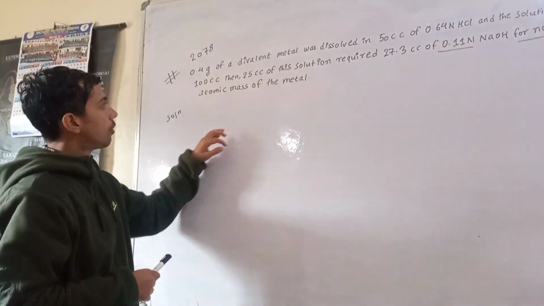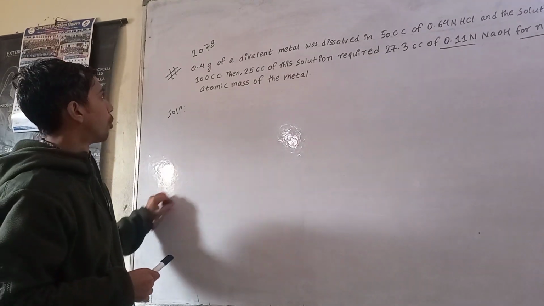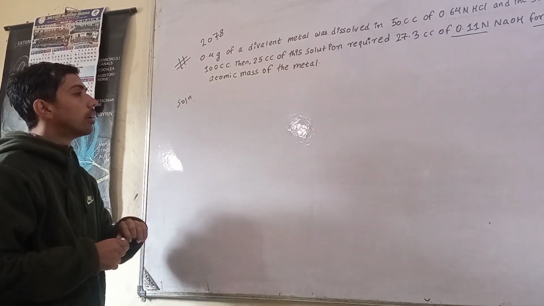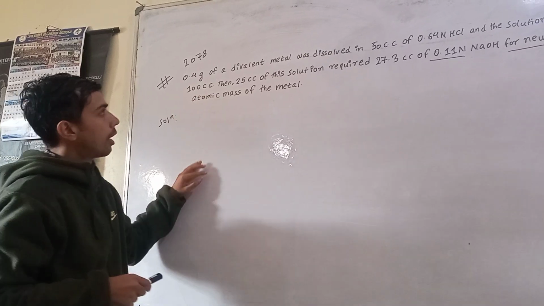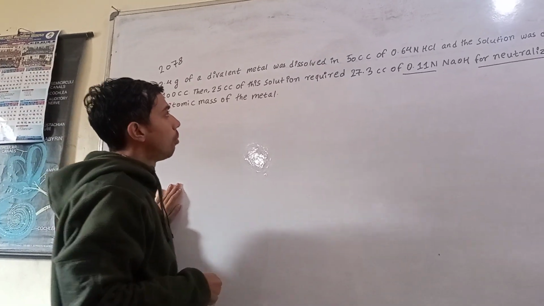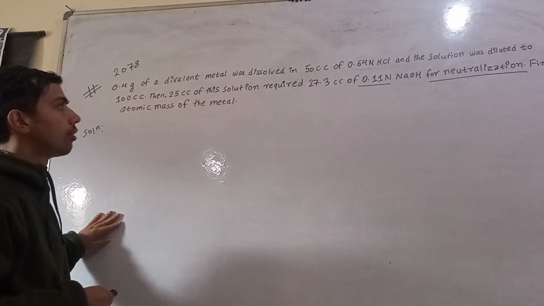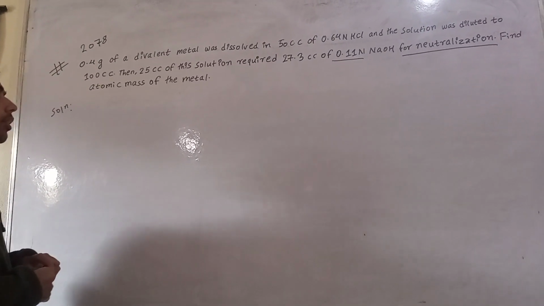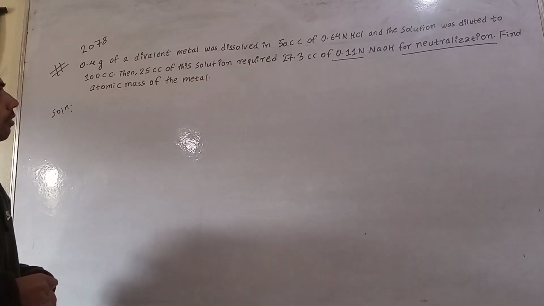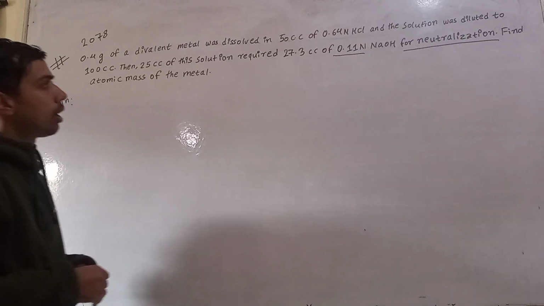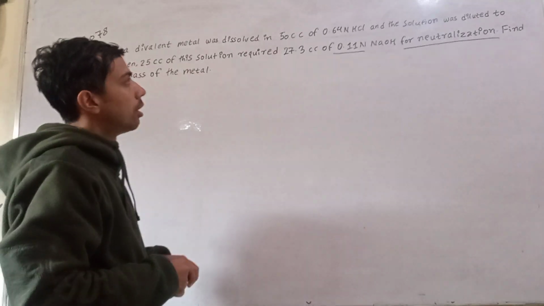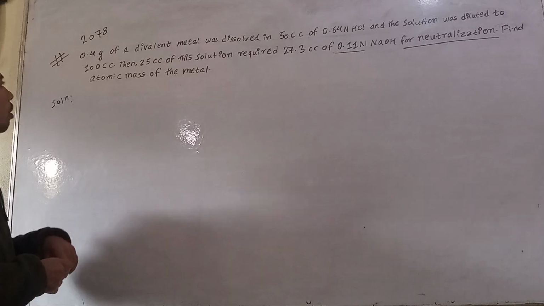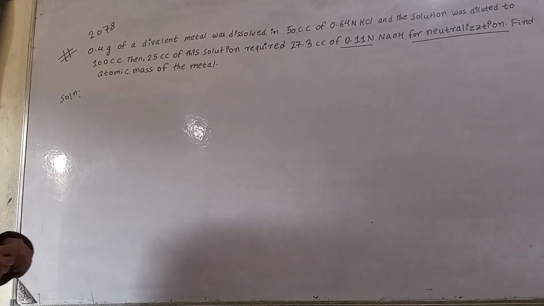Okay, today we start the numerical of the chapter volumetric analysis, which was important for your NEB examination. 0.4 gram of a divalent metal was dissolved in 50 cc of 0.64 normal HCl, and the solution was diluted to 100 cc. Then 25 cc of this solution required 27.3 cc of 0.11 normal NaOH for neutralization. Find atomic mass of the metal.